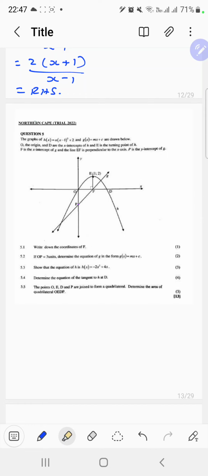All right, now let's look at question 5. It says here the graphs of h of x. Of course, we are given a parabola in the factorized form, the turning point form, sorry.